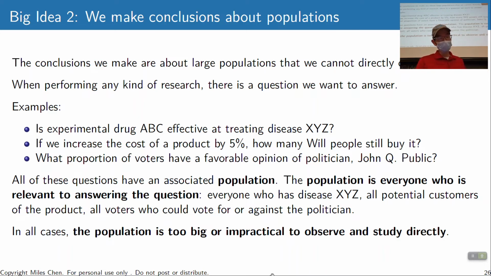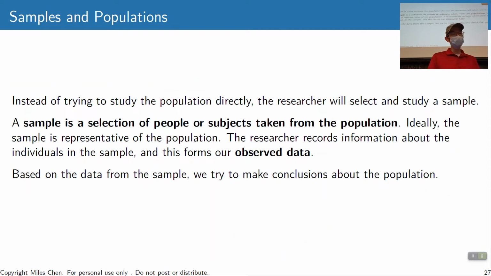And in all of these cases, whatever we're talking about, the population is just too big or it's impractical for us to study or observe directly. So we can't do that. Instead, what we do is look at a sample, okay? A sample is a selection of people or subjects taken from the population. We want the sample to be representative of the population. We want it to be like a small miniature version of the big thing, okay?